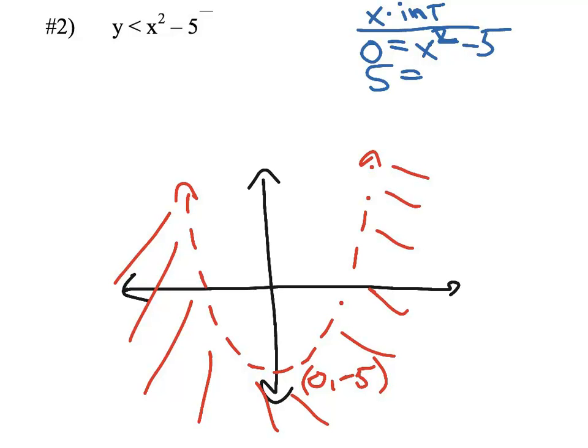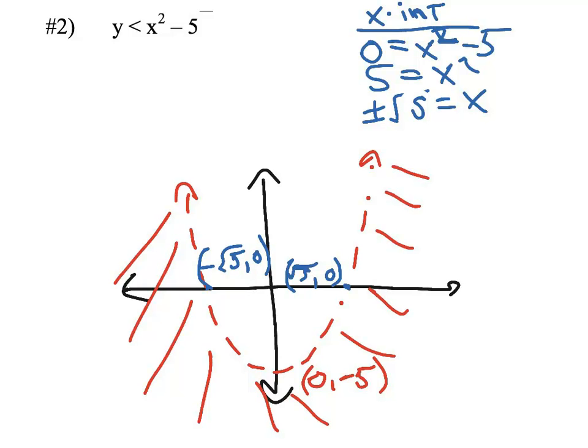If you add 5 to both sides, and then square root both sides, you get the x-intercepts are plus and minus square root of 5. So one x-intercept is here, and it's positive square root of 5. The other x-intercept's over here, and it's negative square root of 5. That's it.